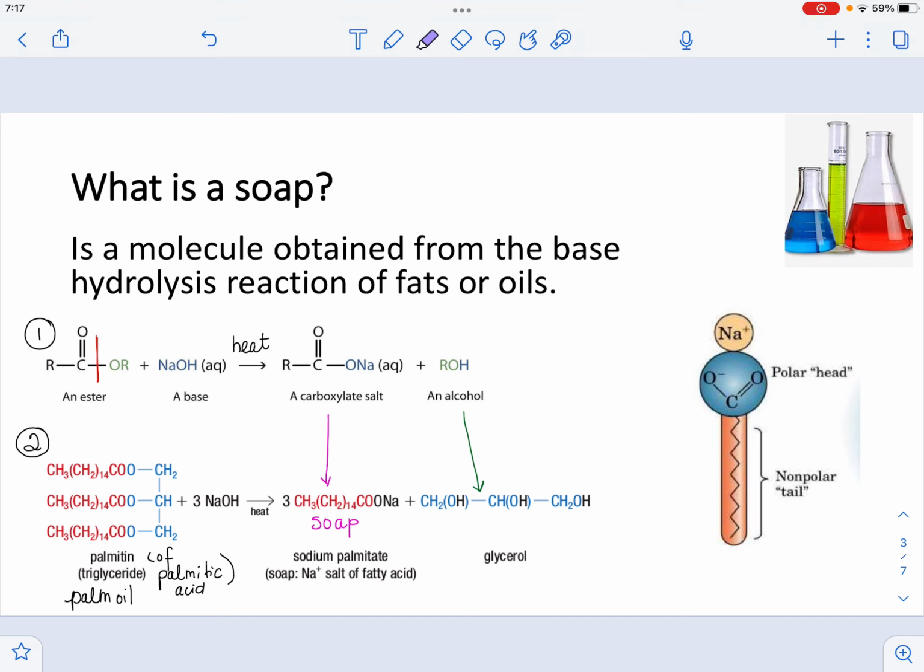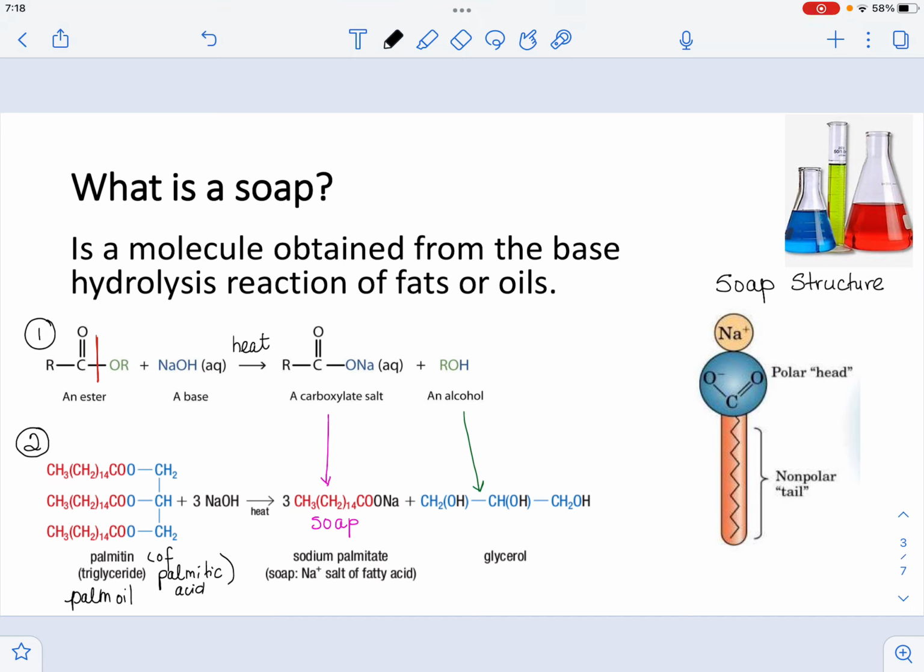Now, if we look specifically at one molecule of soap, then understand that the area where we have the carbon double bonded to oxygen and single bonded to oxygen negative, that is known as the polar head, because the carbon oxygen bonds are polar bonds. Then the area of the molecule that has just the hydrocarbon chain is known as the non-polar tail.